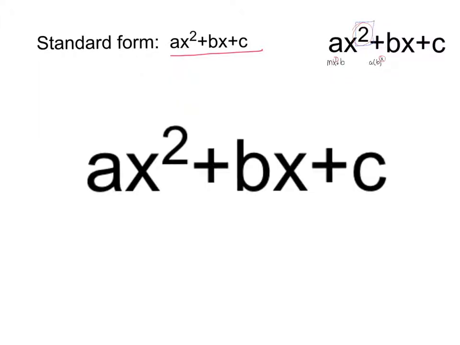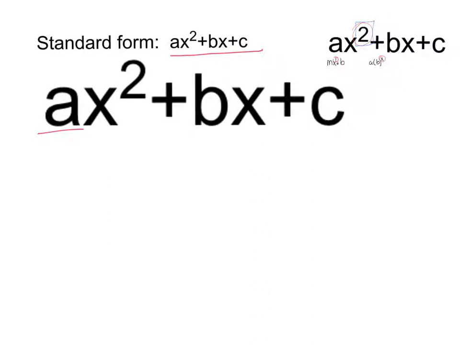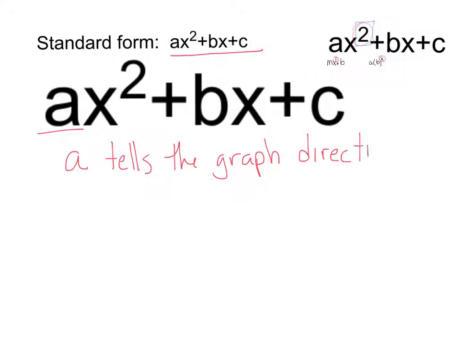Next, let's look at what all these things tell us. Let's start by looking at the value of a. A is going to tell us several things. Number one, a tells you the direction of the graph. And when we talk about the direction of a graph, what we're really asking is what direction does it open? Does it open up or down?